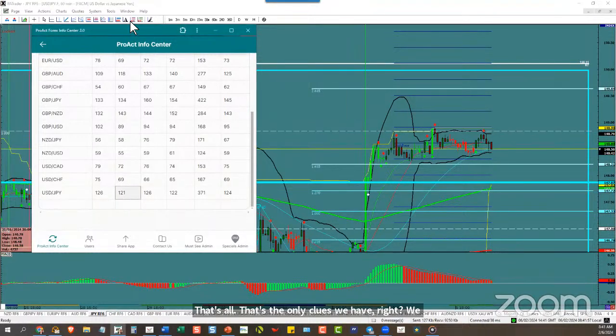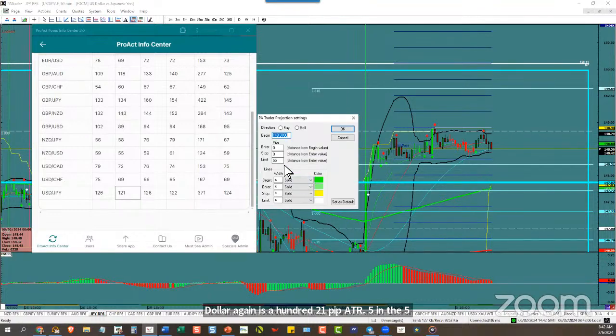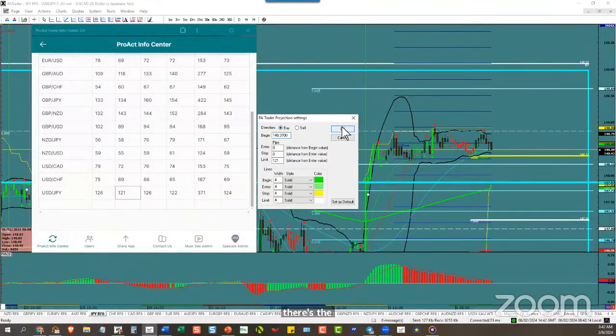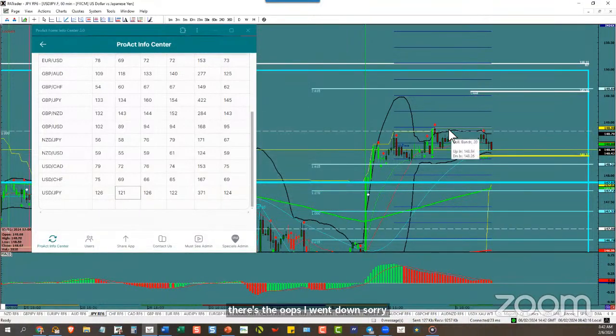Dollar yen is a 121 pip ATR. 5 o'clock candle from yesterday, 1600. We put a low in after that. It's right there. We go up for 121 pips. And there's the, I went down, sorry. Let me go up. All right, there's the target. We're going to have to break the top of here, and we have a little better than 60 pips left with a 2.618 right on the other side of it, and then range top.